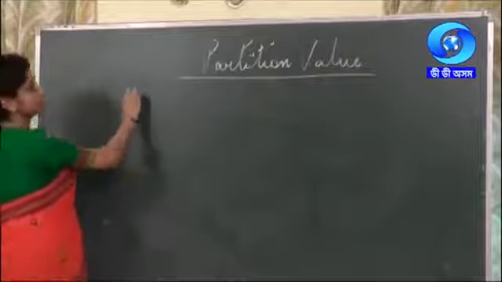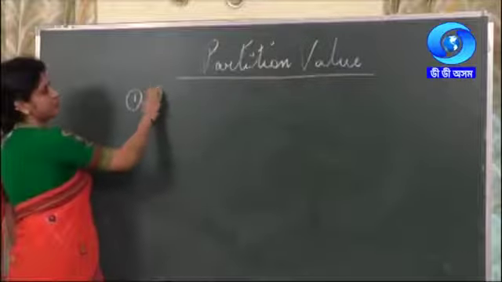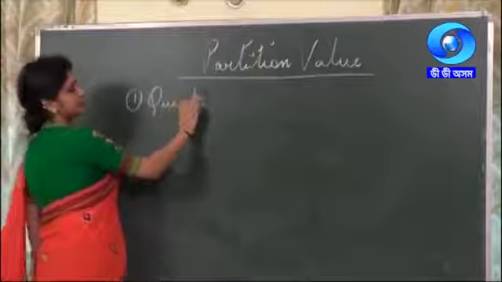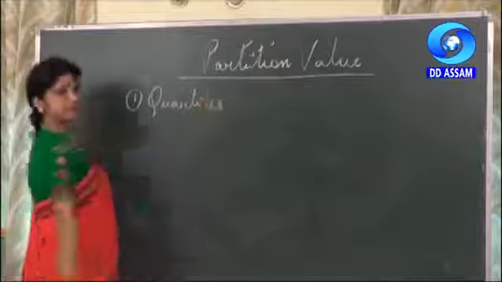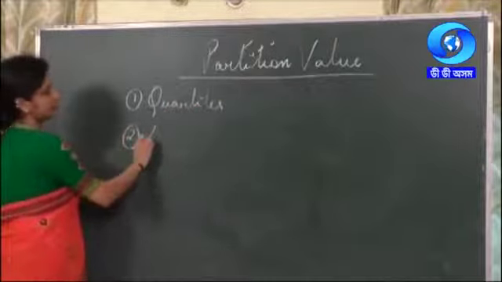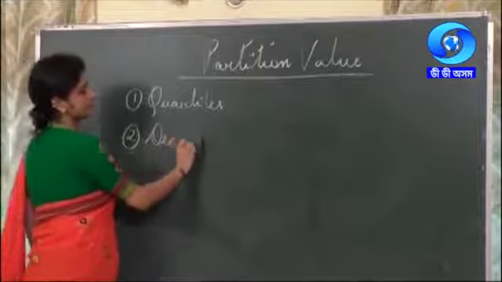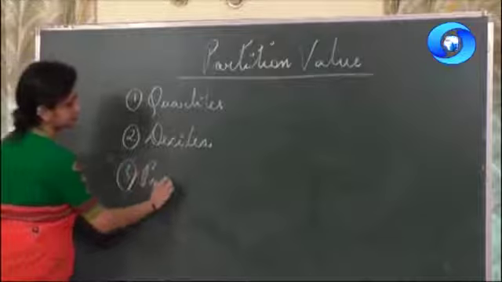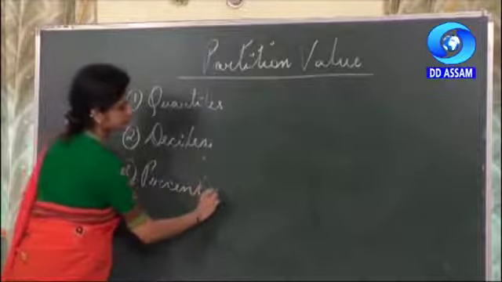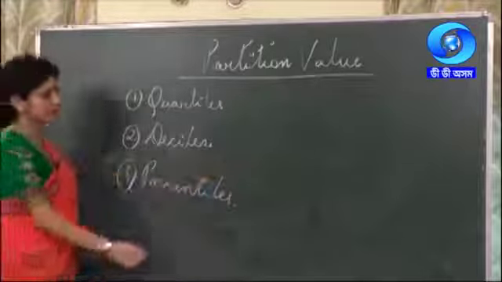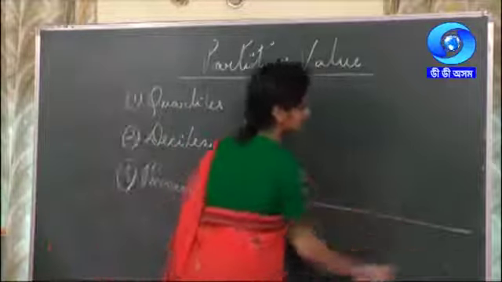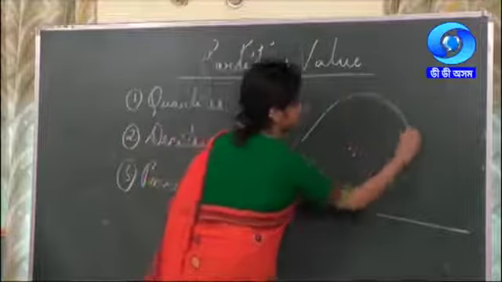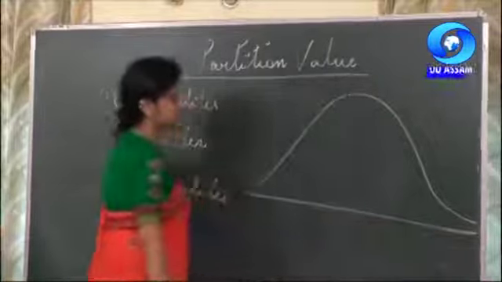Partition values are of 3 types: quartiles, deciles, and percentiles. All right, so let us take a frequency curve. We are taking a symmetric curve.